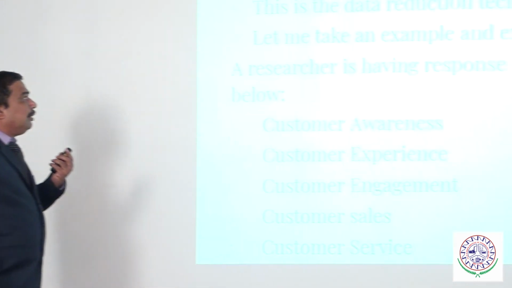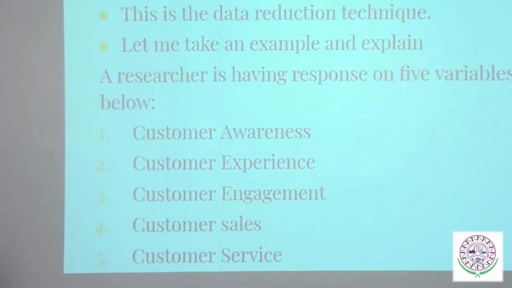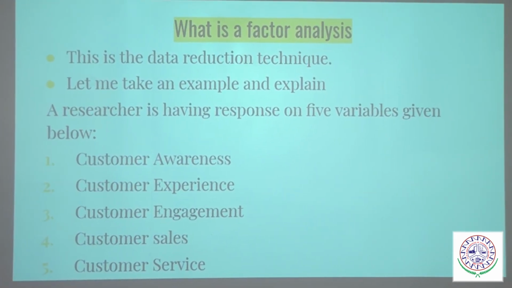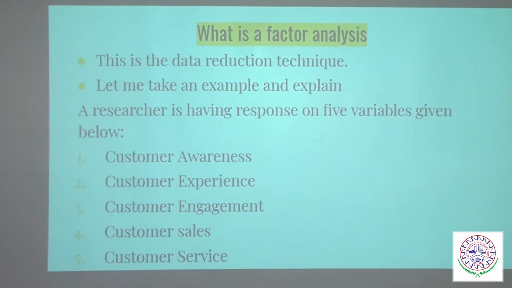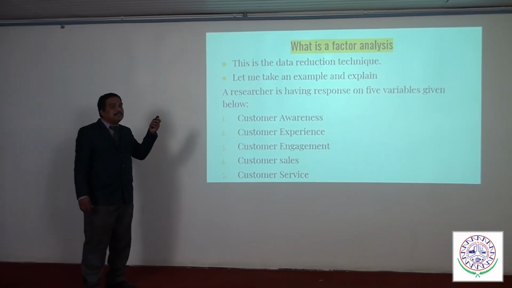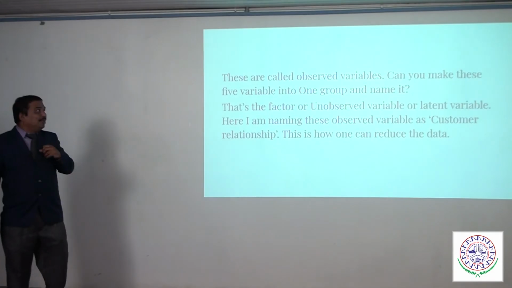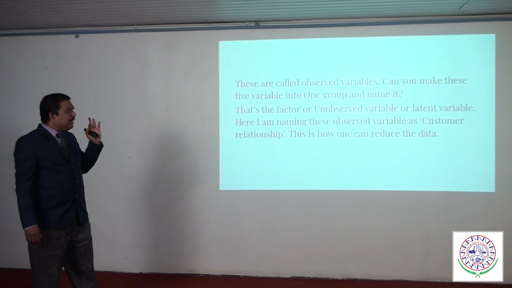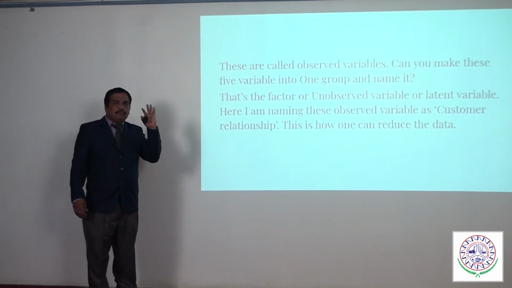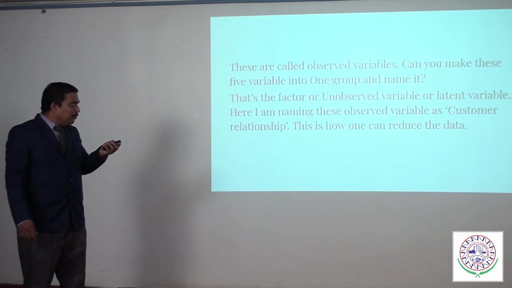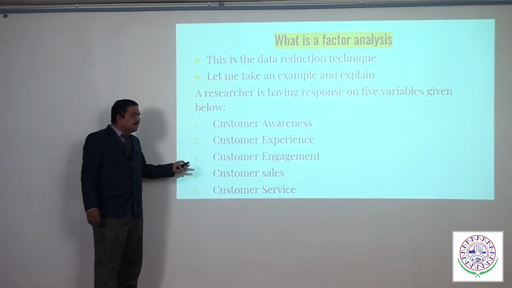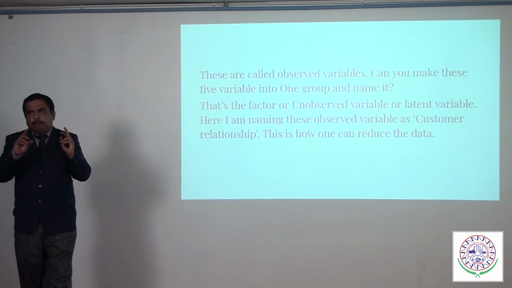In this session, we'll see what factor analysis is. Now look at the data here. We have taken 5 variables: customer awareness, customer experience, customer engagement, customer sales, and customer services. Now I would like to reduce this into a single factor. Can you make one group out of these 5 variables and name it? Obviously yes. We have 5 variables: customer awareness, experience, engagement, sales, and services. Now your task is to group them and name the group.